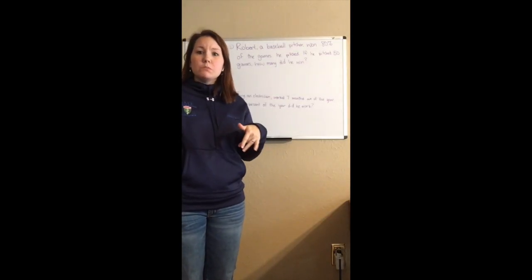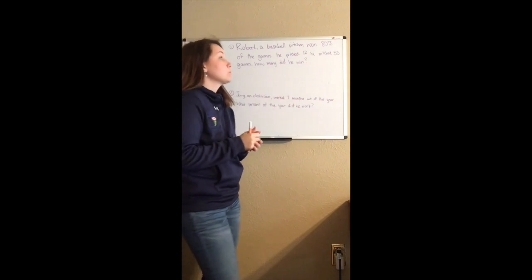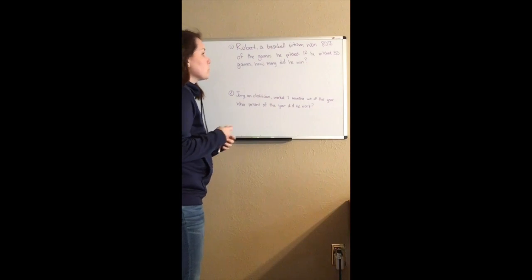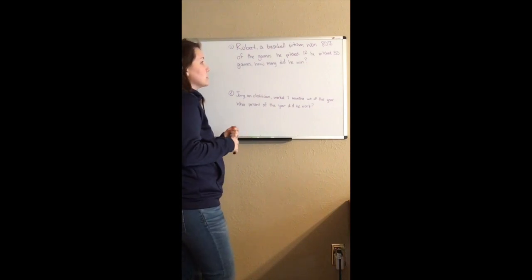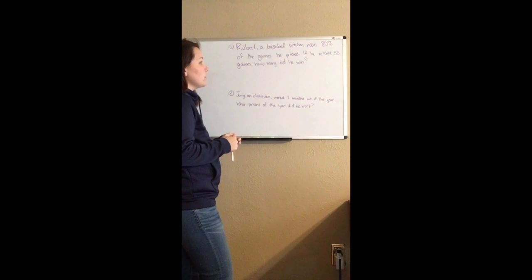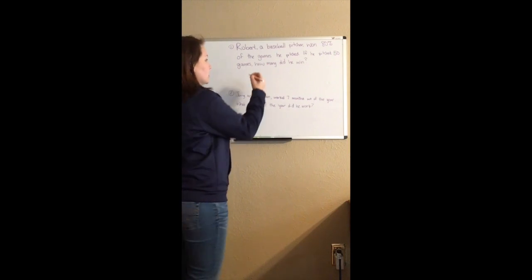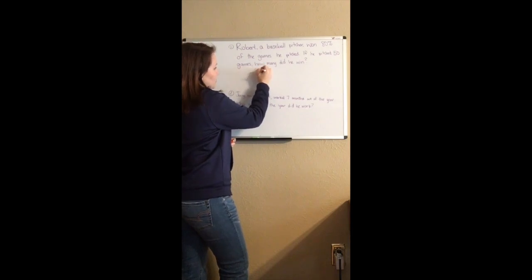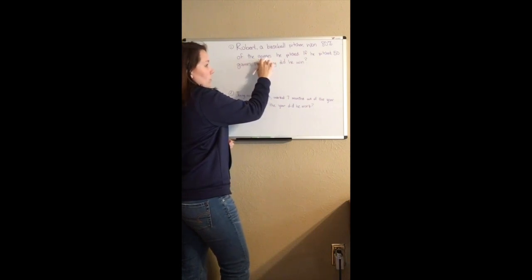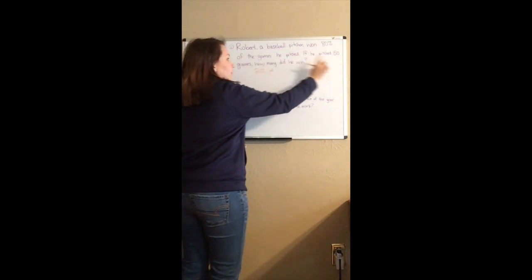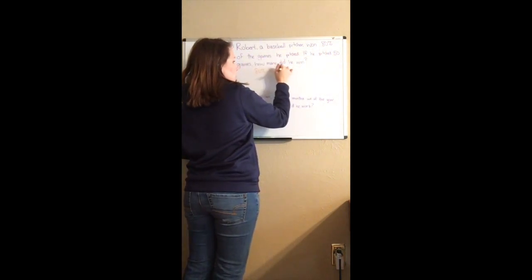was dealing with some of the concepts we learned in the previous lessons. So in this first one, Robert, a baseball pitcher, won 80% of the games he pitched. If he pitched 50 games, how many did he win? So he pitched 80% of the games that he pitched. So if he pitched 50 games, he won 80% of 50 games.